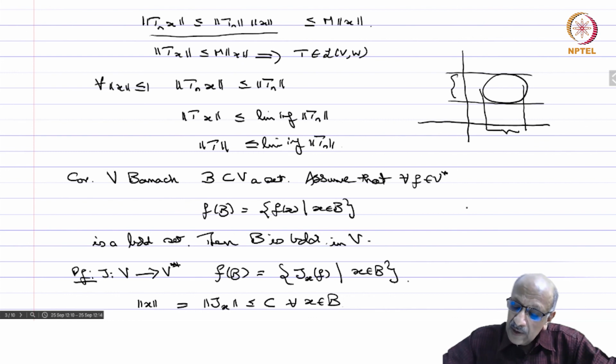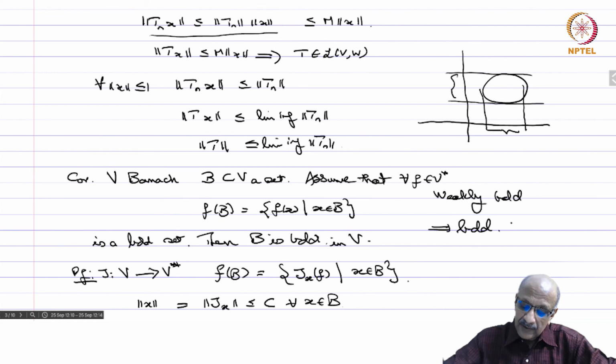Later on, when we study weak topology, this corollary can be restated in the following mode: weakly bounded implies bounded. Weakly bounded means the image under any continuous linear functional is bounded, and then that means that the set is norm bounded. So this is again a nice corollary. Okay, so we will now look at a very nice application of the uniform boundedness principle to analysis.